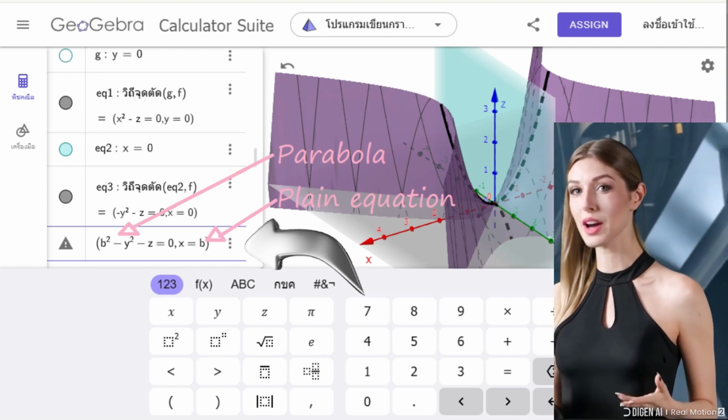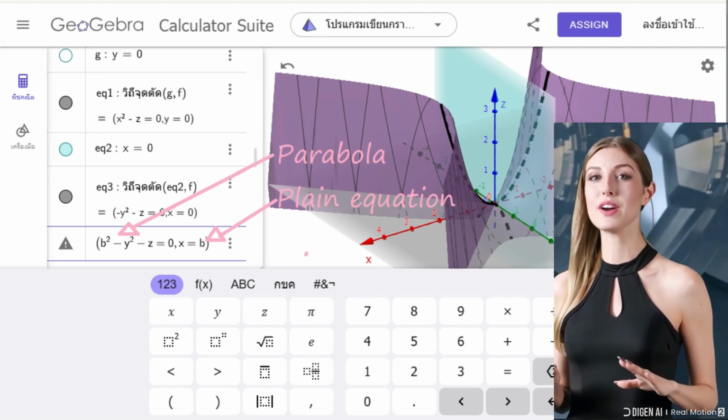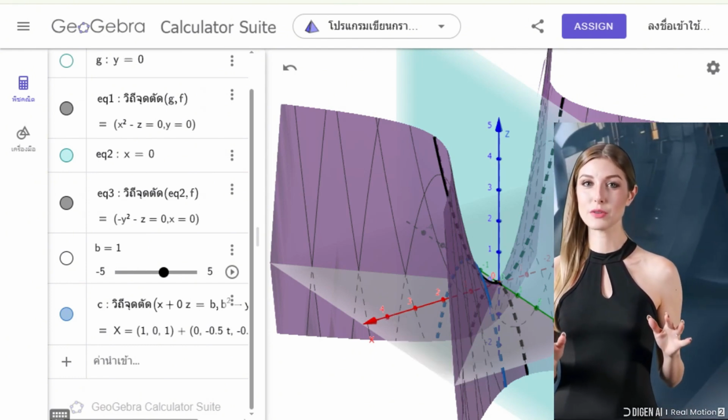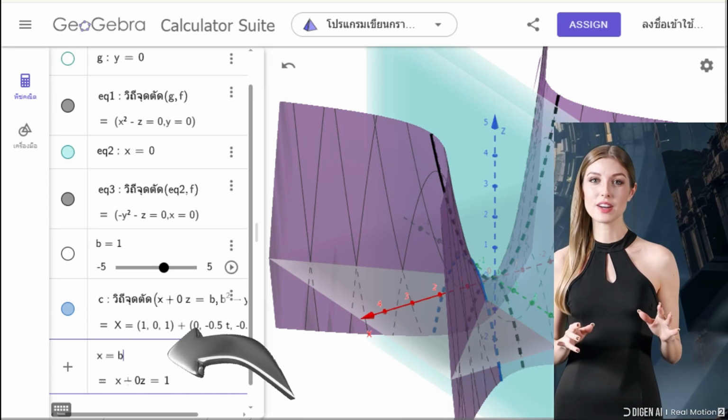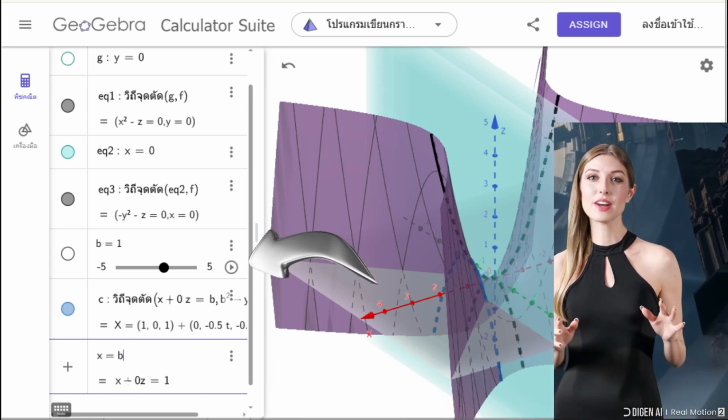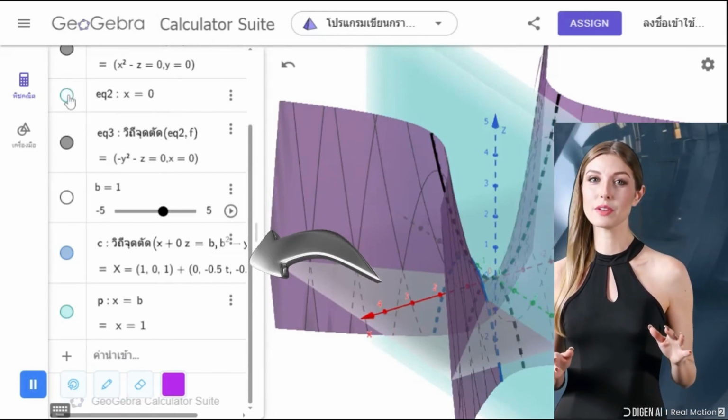We also write the plane equation for intersection. The intersecting curve appears. We also need to show the plane. Write the plane equation x equal to b in the input box. Click the play button to see the moving intersecting curve.